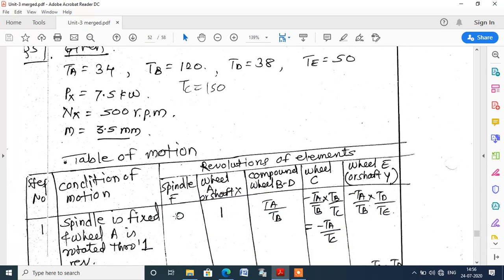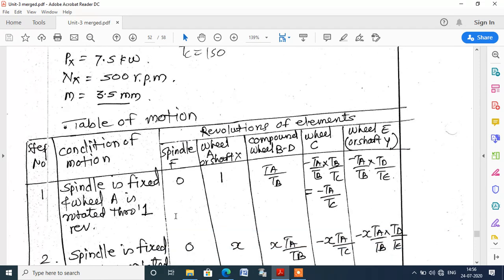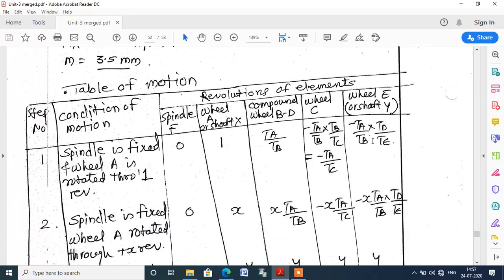As per our usual method, write down the table: step number, condition of motion, then revolutions. Let us say spindle F is fixed. There is a wheel A on shaft X, so power is given to A because shaft X has been given power. A is the driver. Then it is meshing with compound wheel BD, then it is meshing with C, and last is E, on shaft Y.